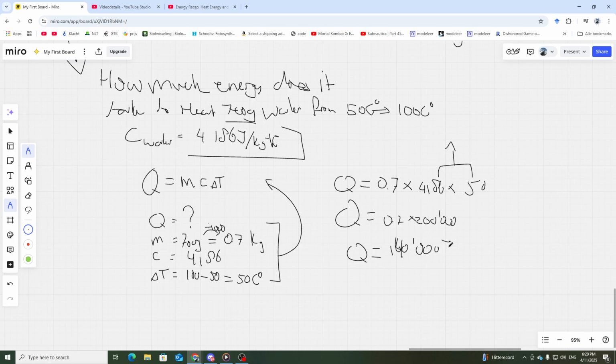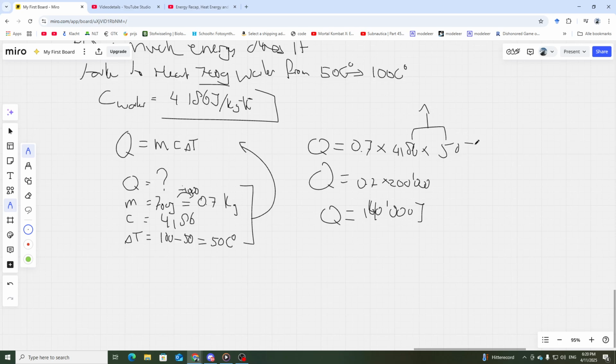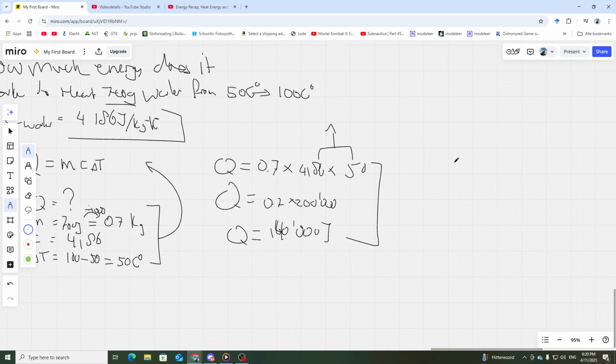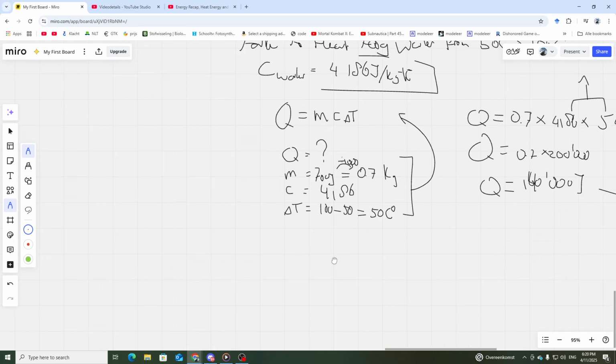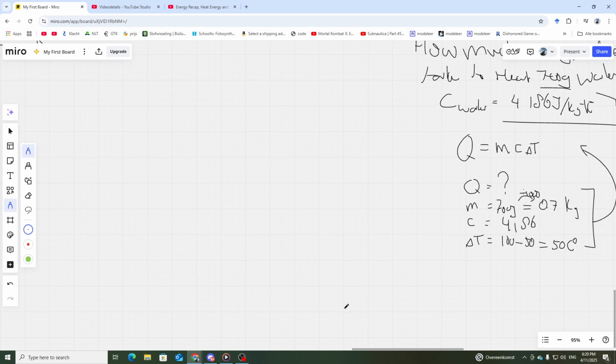140,000 joules, something like this. Okay, so my calculations are not correct, but you should just put this into your calculator, right? 0.7 times 4,186 times 50. And whatever that answer is, that is your Q. And don't forget the unit, joules. Let's do one more calculation in which we don't calculate Q, but something else.